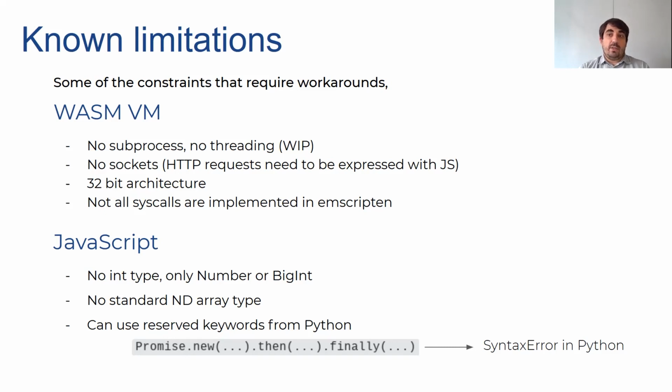And then, if you want to interact with JavaScript, it has some specifics. For instance, it has no integer type, so it only has a number type, which is similar to a float, or a big integer type, so you have to make a decision on how to do the conversion. There's no standard way to represent n-dimensional arrays. You can also end up with something that's a valid method name in JavaScript, but not a valid method name in Python. For instance, finally: using a finally somewhere in the Python code raises a syntax error.